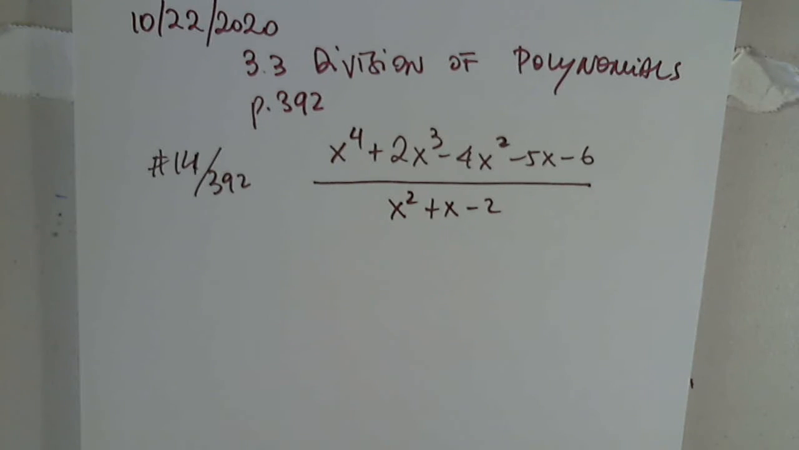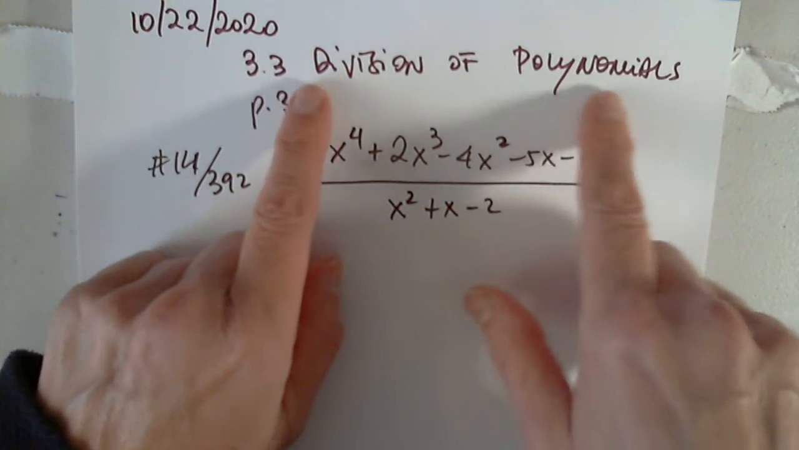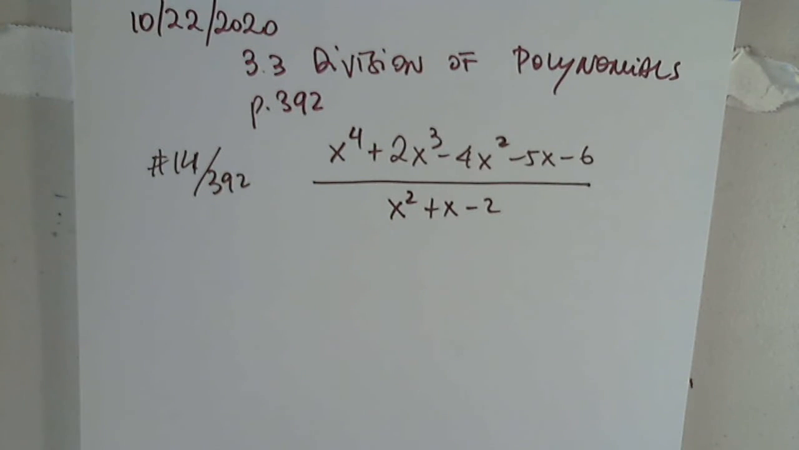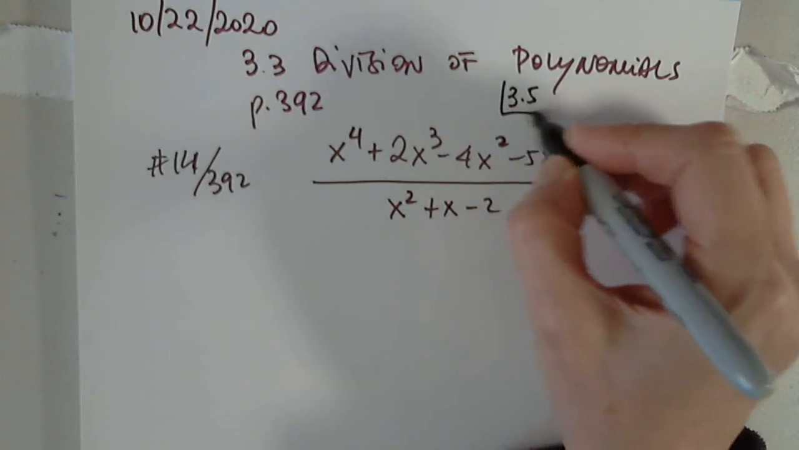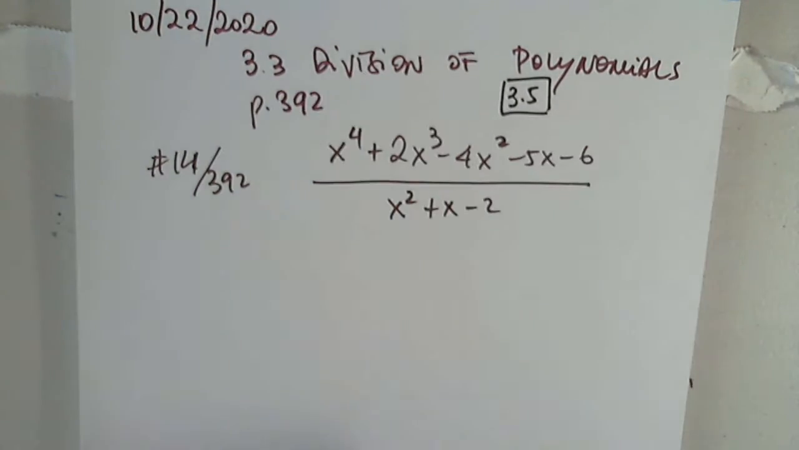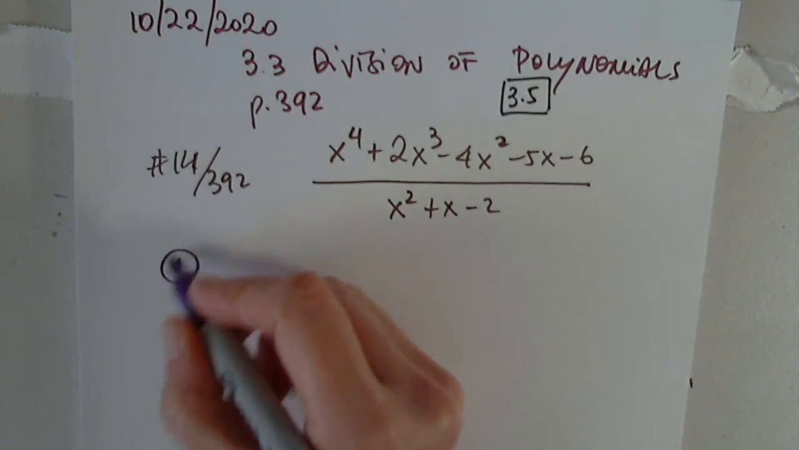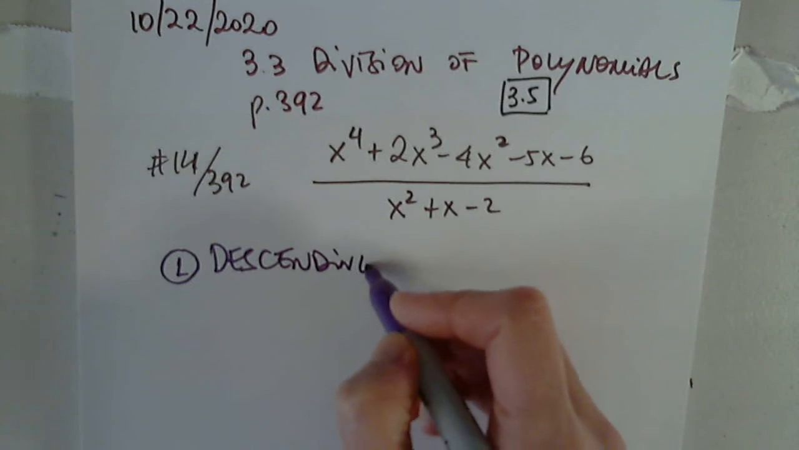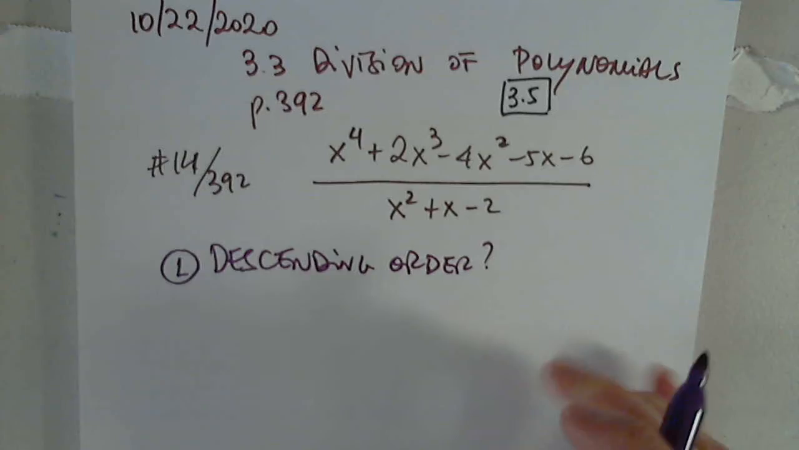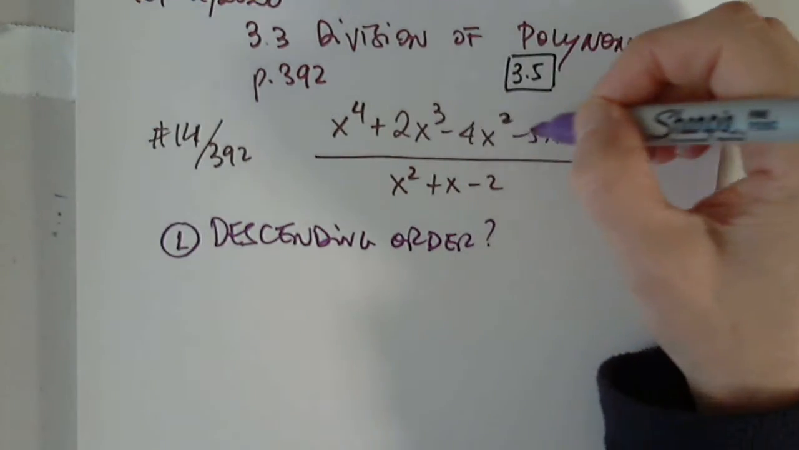Now, if you ask, where will I use the division of polynomials in this class, or any other, depending on what you're doing next? This is used only for section 3.5. I need to explain this for section 3.5. Okay, then. Two questions I ask myself right now. Number one, a descending order. Both polynomials have to be arranged in descending order.